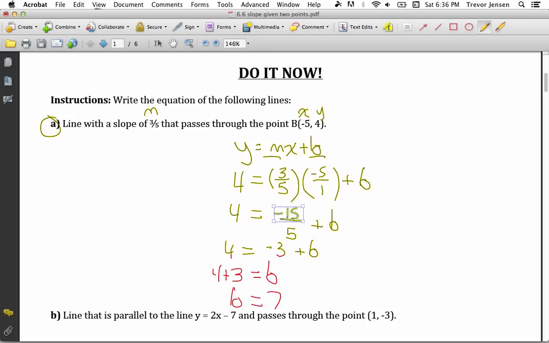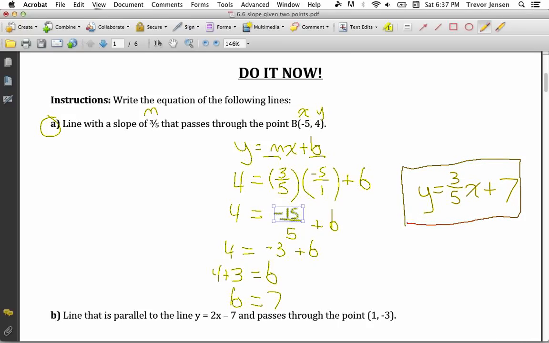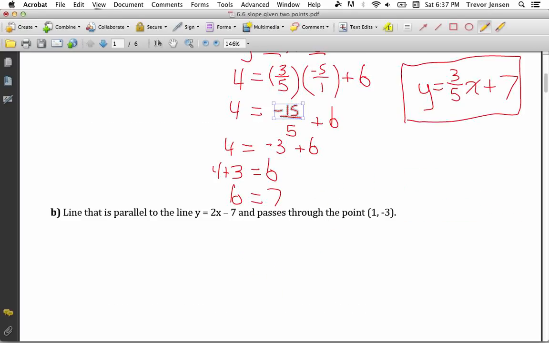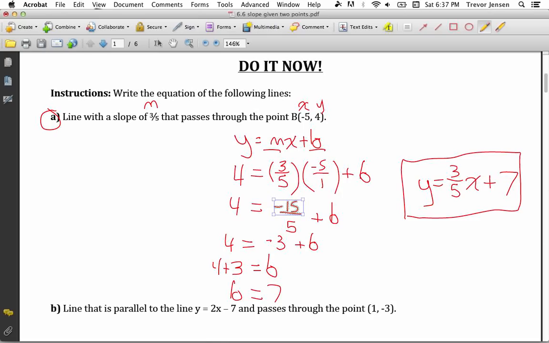So I can write the final equation of my line. Whenever you write the final equation of your line, always plug in for m and b. So y equals 3 over 5x plus 7. So once again, final equation, only plug in for m and b because this equation has to define all of the points that make up the line. That's why we don't plug in for x and y. So you could use this equation to determine the y value for any x value on the line.